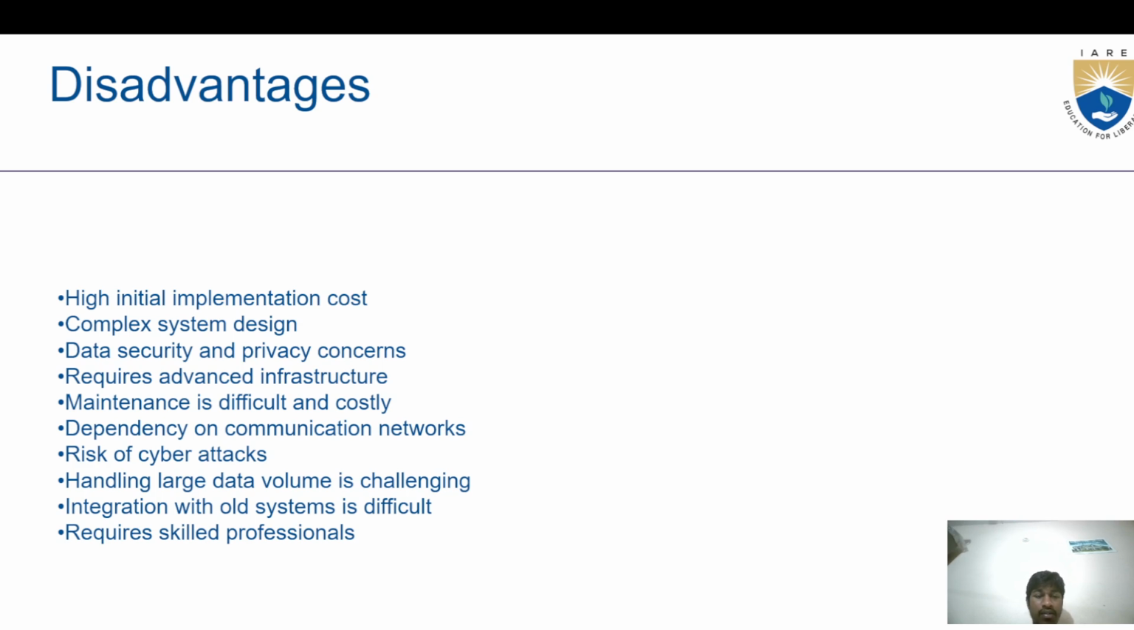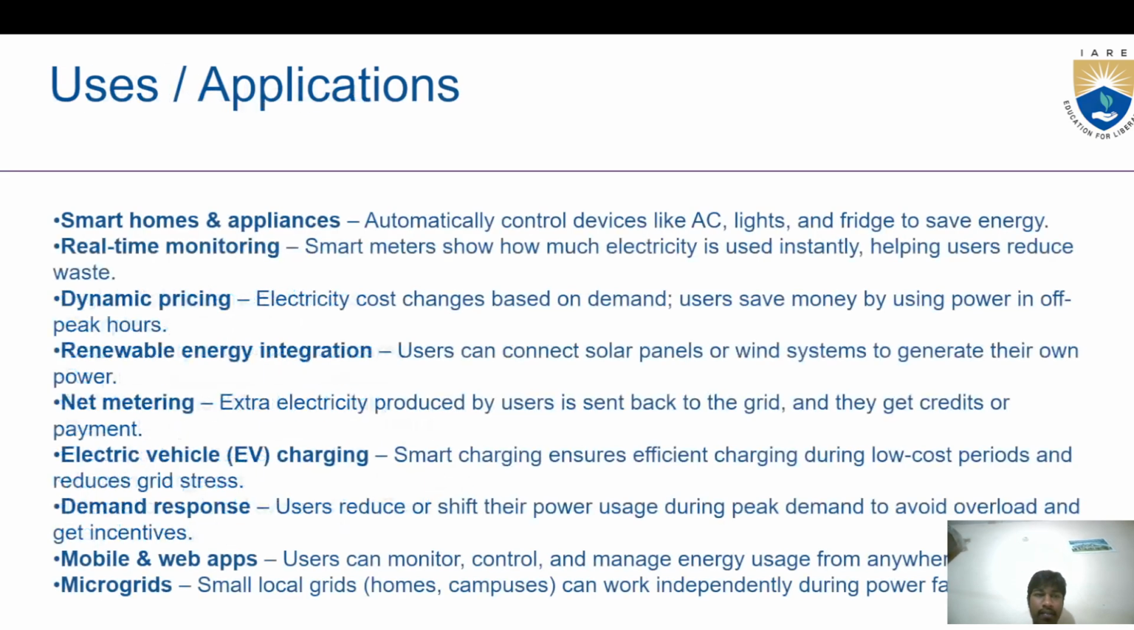Dependency on communication networks, risk of cyber attacks. Like I've said, the electricity can be tracked and is accurate. So if any hacker or any cyber attack is done on the system, it gives them a lot of data to track us or to track the electricity that we have, and might lead to crime scenes, etc. And when handling data, large data volume is challenging. It requires skilled professionals.